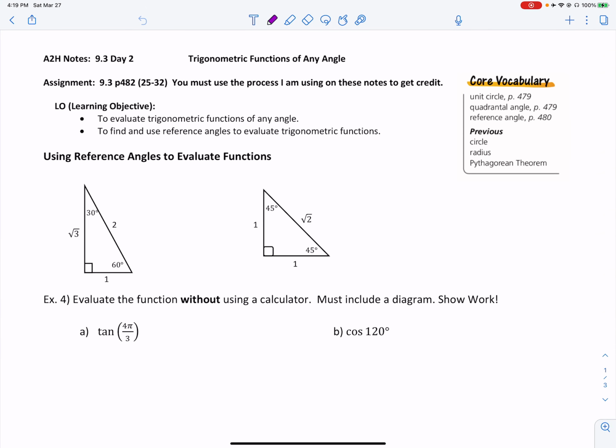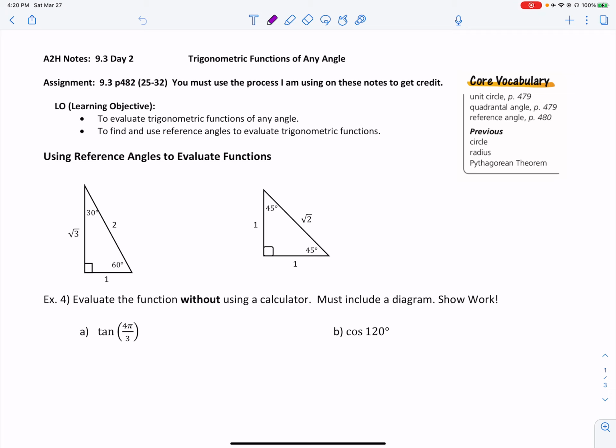Algebra 2 Honors 9.3 Day 2 Notes. And I broke this up. There's not that many problems for this assignment, but that's why you have assignments due back to back. But I do want you doing these problems the way I am instructing you in these examples.